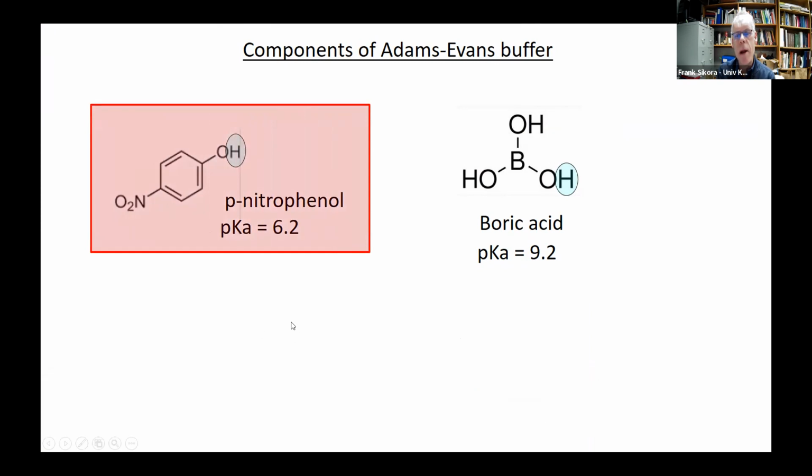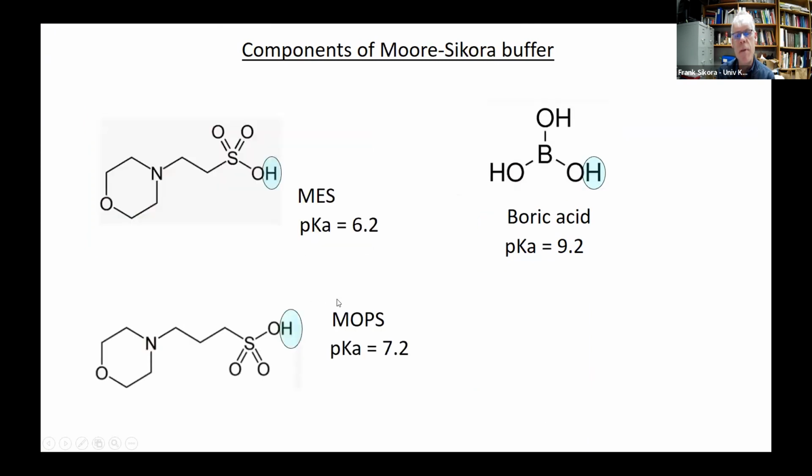We got rid of paranitrophenol in the Adams-Evans buffer. We replaced that with MES and MOPS. With this buffer, we had such a mess, we needed MOPS. See, that was a joke there, guys. So, okay.